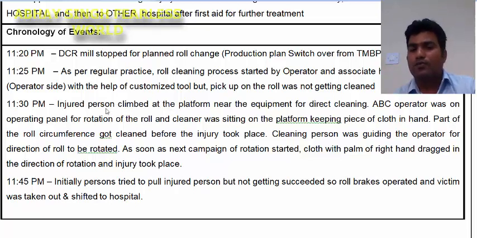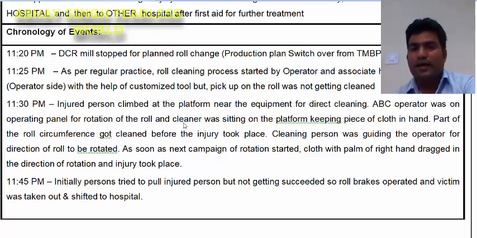Then at 11:30 p.m. the injured person climbed onto the platform. What happened at 11:30 p.m.? The person who was injured climbed onto the platform near the equipment for direct cleaning. That means it was not cleaned by the specified tool, but for direct cleaning he climbed onto the platform, and ABC operator was at the operating panel. One operator was at the operating panel and the other was cleaning at the time of the incident, for rotating of the roll.